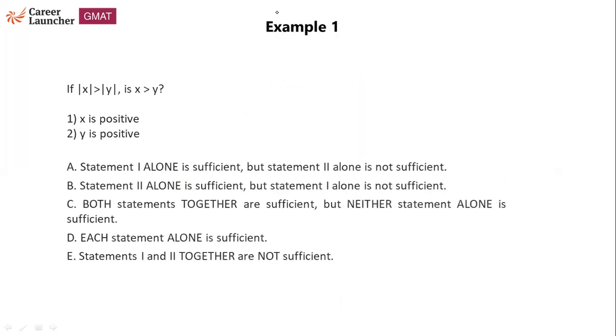Now the point here is to understand that x could be positive, x could be negative, and y could be positive, y could be negative. When you say that x modulus is greater than y modulus, it only means that x on the number line is far away compared to y with respect to the origin. So y is closer to the origin, x is far away.